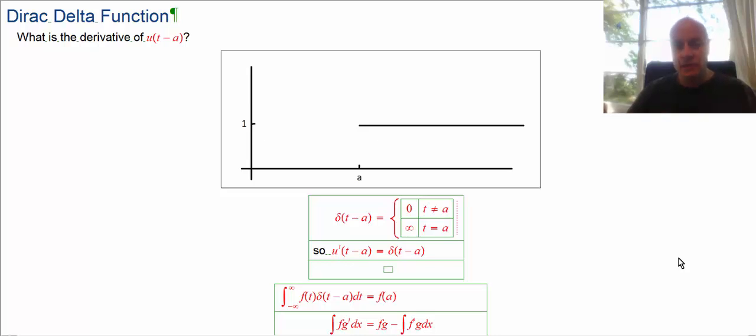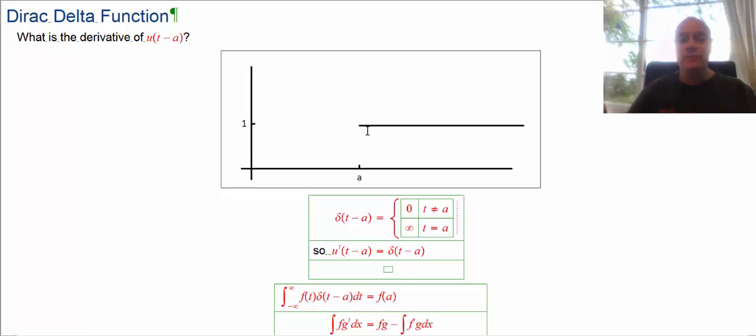The Dirac delta function. So think about the Heaviside step function. I've got a graph here. Again, yes, drawn in Microsoft Paint. The Heaviside step function is 0 until it reaches a, then it switches on, and then it's 1 afterwards. So it's 0, boom, then it's 1.